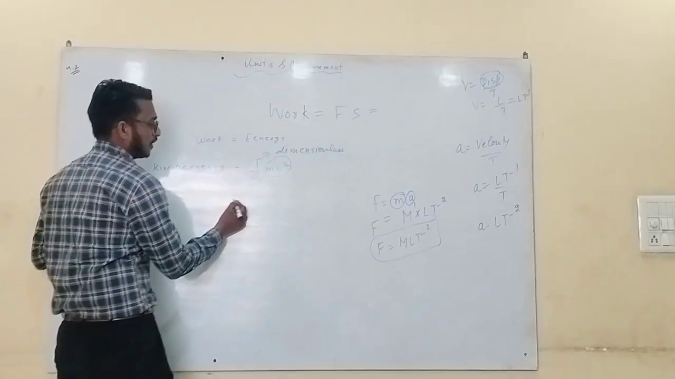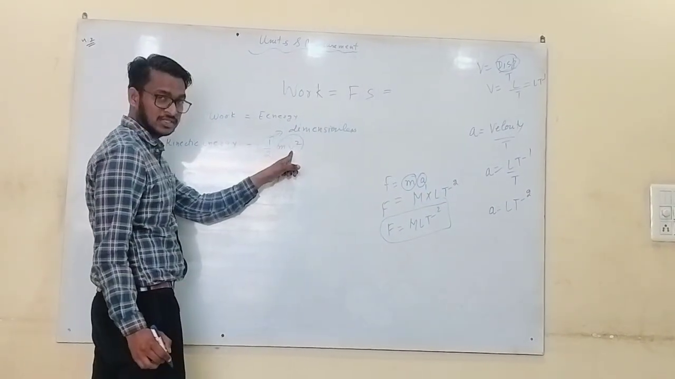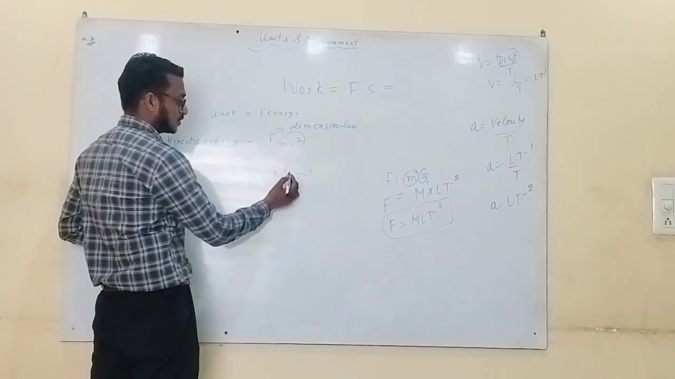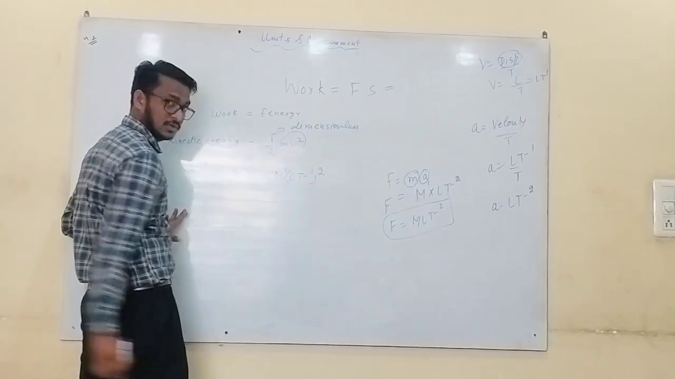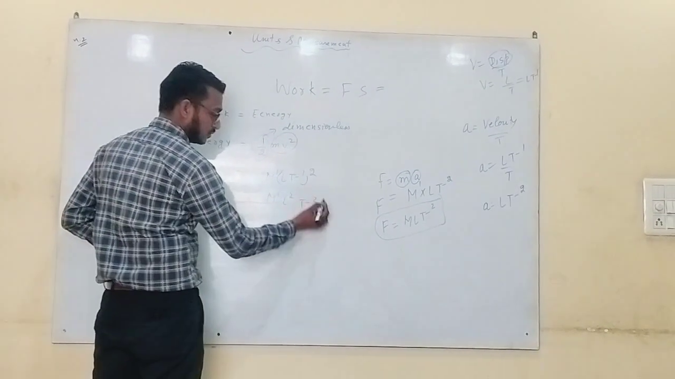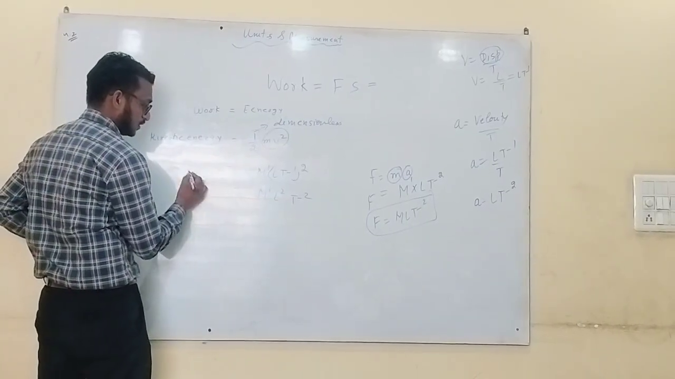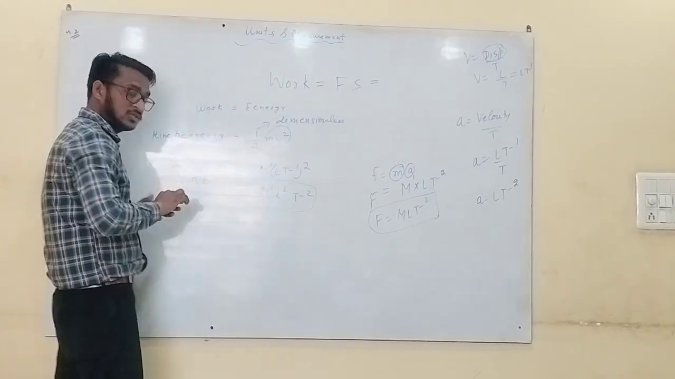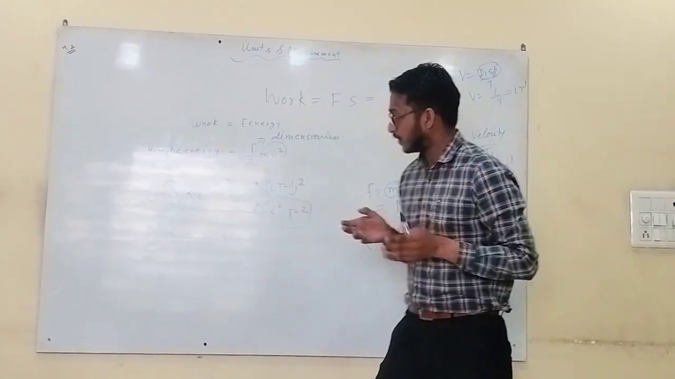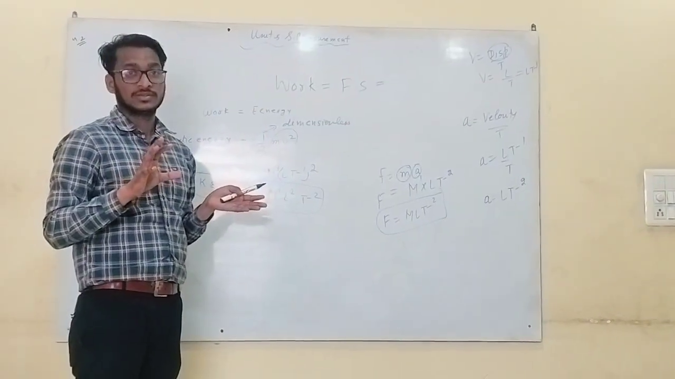Here we have mass, so I am going to write M1. Here we have v, and you know the dimension of velocity is nothing but LT^-1. So I am going to take the square of this, which gives ML^2T^-2. So here I have found the dimension of kinetic energy. Whenever you see energy, either kinetic energy or potential energy, energy has the same unit as work.